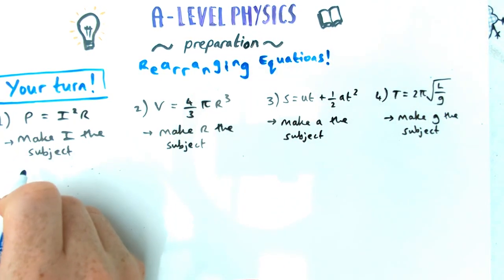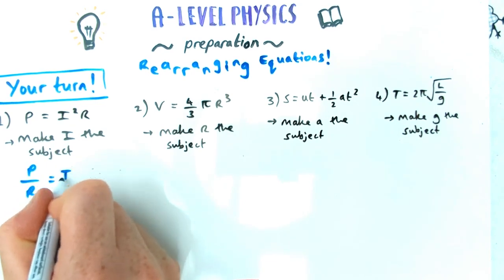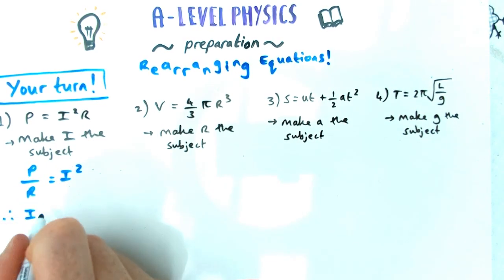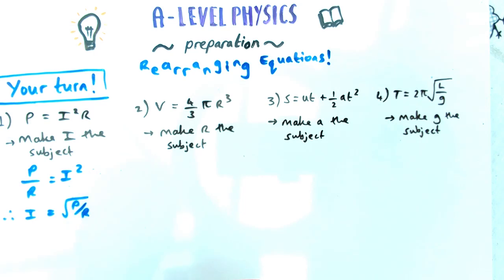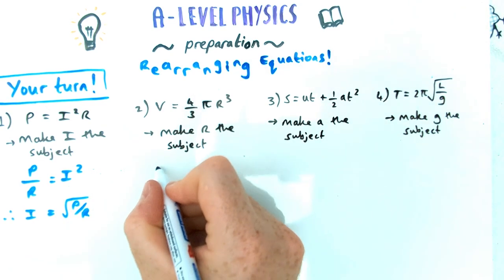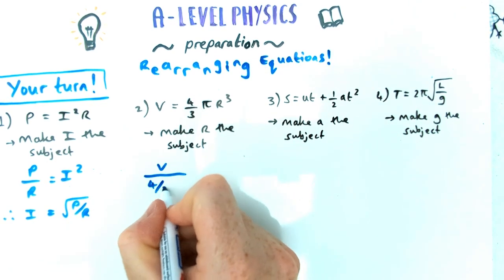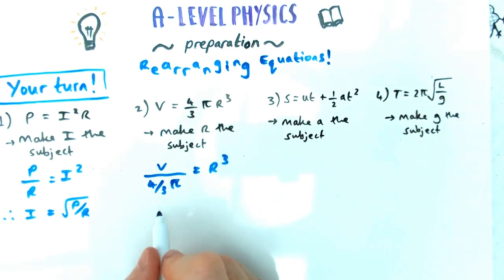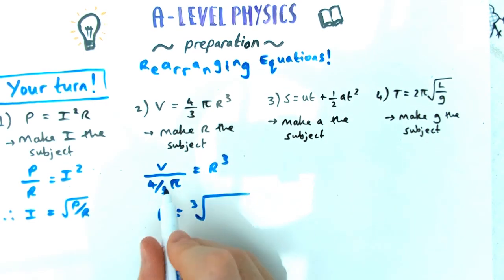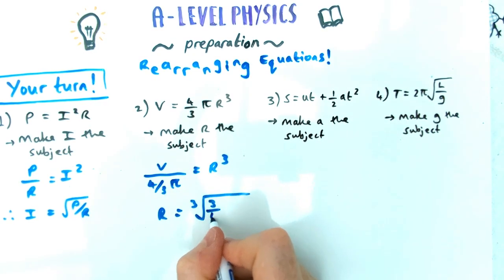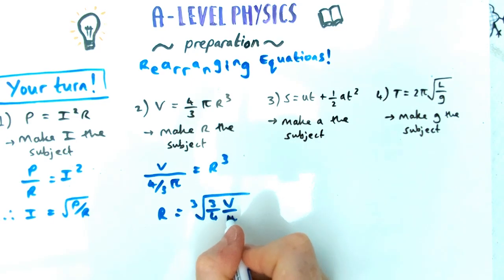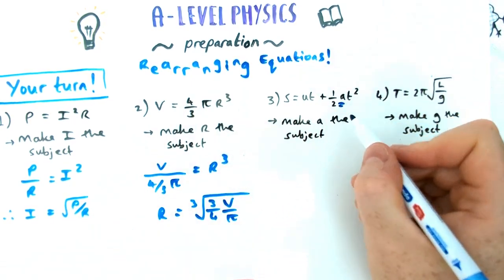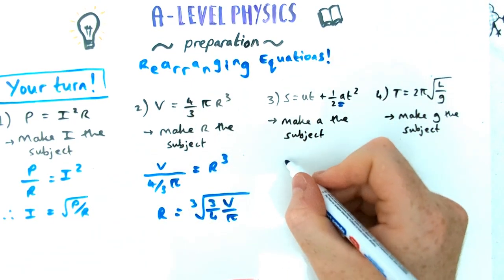Right, let's figure out what these ones are then. So I squared is P over R, therefore I equals the big square root of P over R. That's I the subject, job done. Next one, we're trying to find r the subject. So dividing by 4 over 3 and pi will give r cubed by itself, cube root everything, and dividing by 4 over 3 is the same thing as timesing by 3 over 4, so I've simplified that fraction a little bit to give me 3 over 4 V over pi.